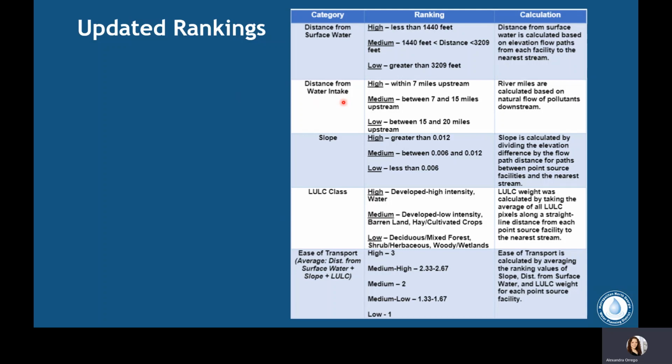And then we actually added slope and land use land cover class. So this was not in the original EPD guidance, but we added these two in order to enhance ease of transport and to calculate that more effectively. As you can see here, ease of transport incorporates distance from surface water plus slope plus land use land cover. So we could get a full picture, a comprehensive look of how exactly that contaminant could travel and how easily it could travel to the intake.